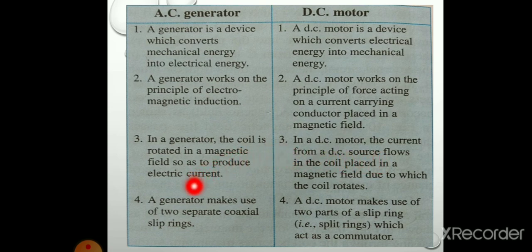The AC generator makes use of two separate coaxial slip rings. But in a DC motor there are two parts of the slip ring, which are called split rings. Half rings are used which act as a commutator. Yes, this is the difference between the alternating current generator, AC generator, and the electric motor, DC motor. So I hope you have understood about the electric generator. So this is the principle and working of the electric generator.